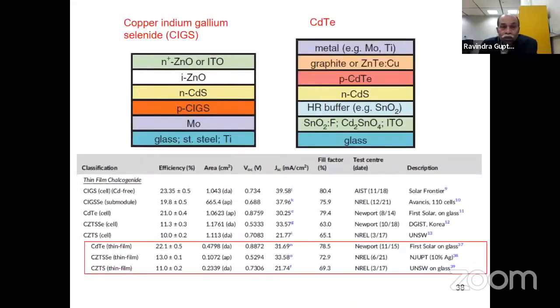Then we have the chalcogenide based solar cells. So here we have the copper, indium, gallium, selenide based CIGS, very popular. Cadmium telluride. These are the thin films. Okay. So here, this is the structure you can see.